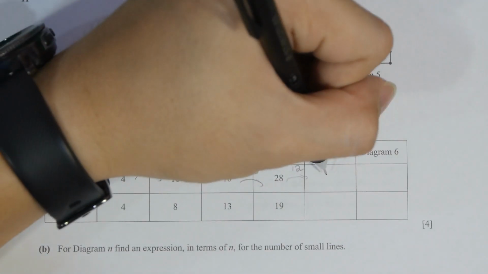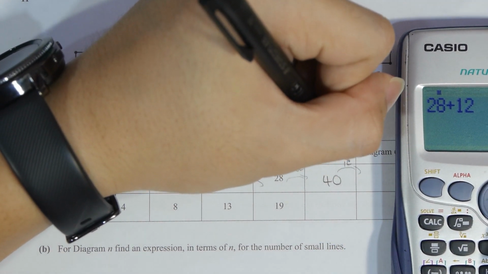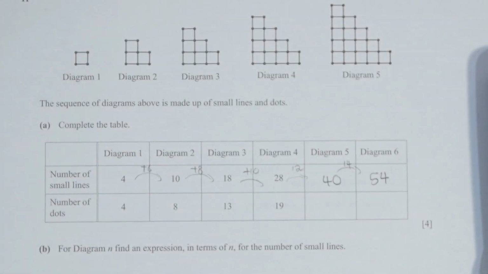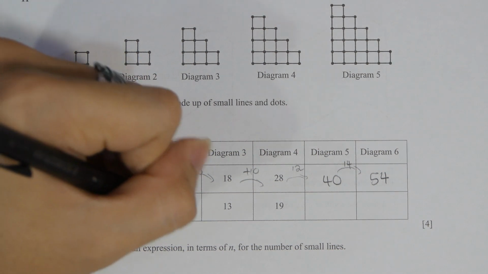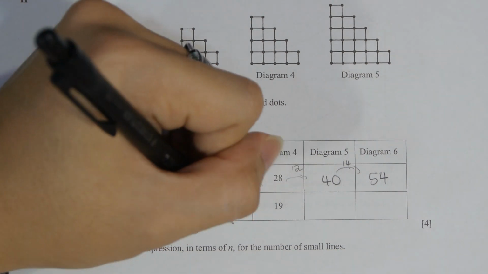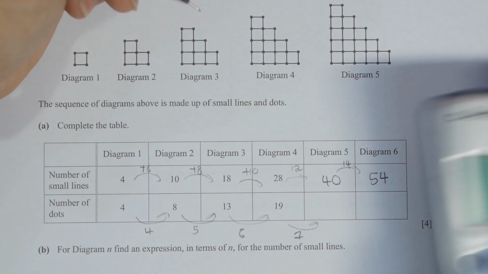So 11a, find the number of lines. So what we have here is, for the first one, 4 to 10, 10 to 18, 18 to 28. So the difference is actually plus 6, plus 8, plus 10, which means diagram 5 you just plus 12, and from diagram 5 to 6 just plus 14.